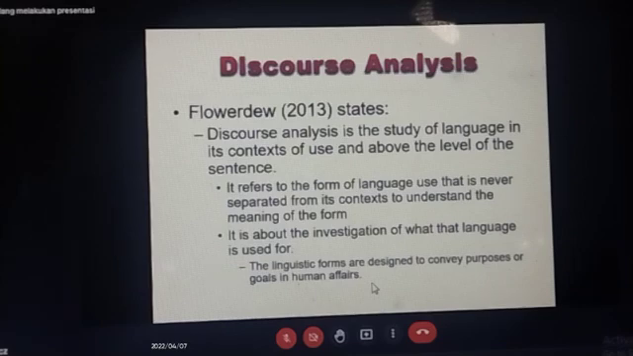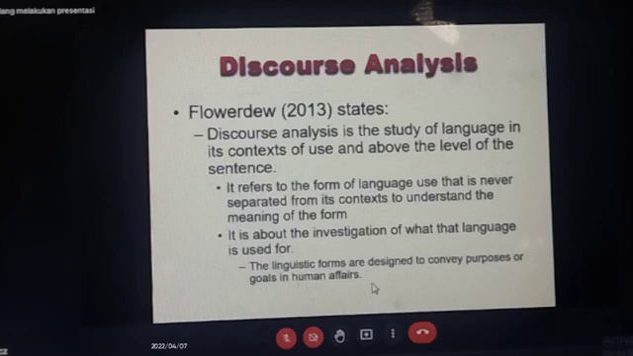So this perspective will influence your mind. That's why you have to hold one perspective from one book or one expert that you can use, so that you will not be confused with many definitions. Once you understand that, you can find the point of every definition of discourse analysis.